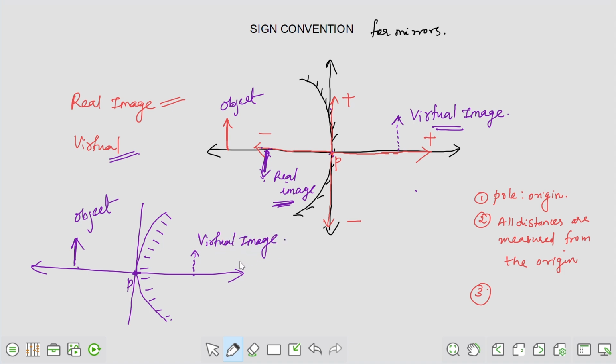For a convex mirror, we have only a virtual image, but for a concave mirror we have a real image as well as a virtual image. Now you should know at which side of the mirror we will get a real image and a virtual image, and where the object is placed. Accordingly, we are going to assign a sign for each of these. Now let's move on.